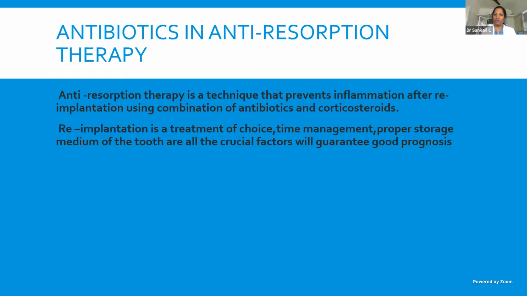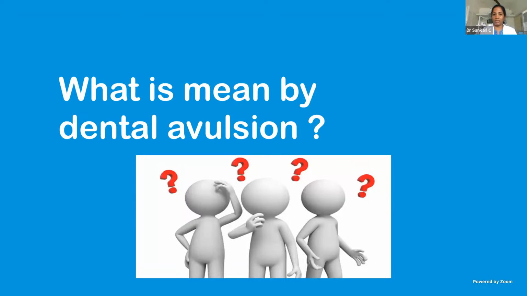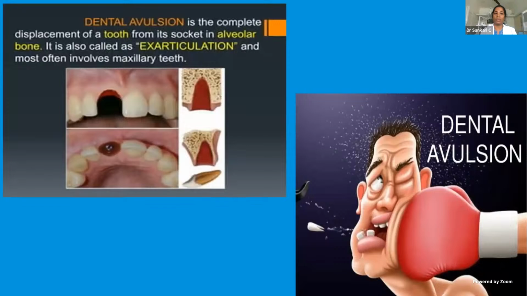Reimplantation is the treatment of choice. Time management and proper storage medium of the tooth are all crucial factors that will guarantee a good prognosis. Whatever the proper treatment be done by the doctors, we follow the protocols. Antibiotics play a major role in dental avulsion cases. What is meant by dental avulsion? As everyone knows, dental avulsion is a complete displacement of the tooth from its socket due to trauma.